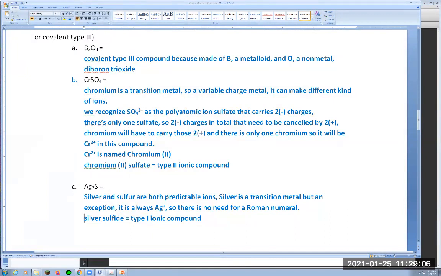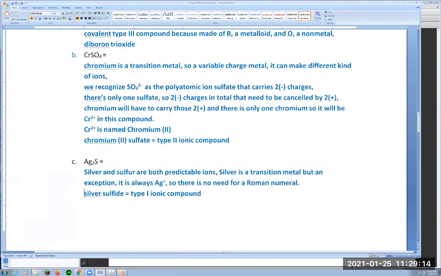So silver sulfide, a type 1 ionic compound, because we don't need a Roman numeral here. Silver is a predictable ion. Next, we have lithium. Oops.